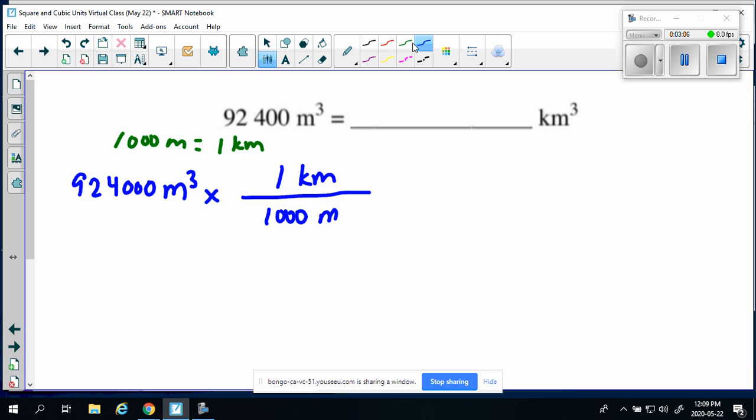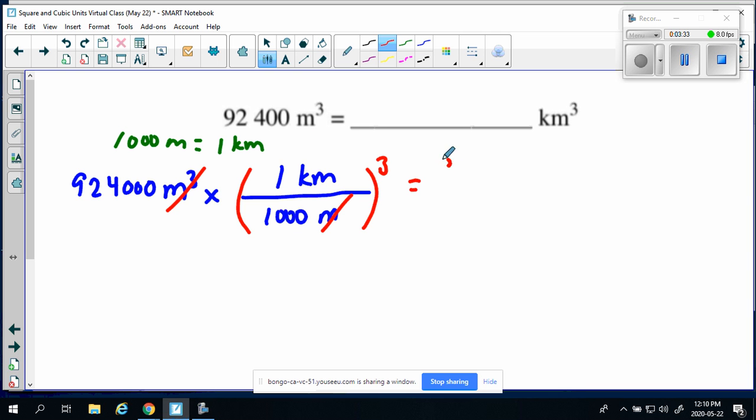Unfortunately, 1 meter will not cancel out with 1 meter, so you have to do this 3 times, but you don't have to write it out. You could just cube this thing, and then your meters cubed should cancel out with your meters cubed. So when you type this into your calculator, you can type this divided by 1,000 to the power of 3. And if you have a good calculator, it should preserve the brackets.